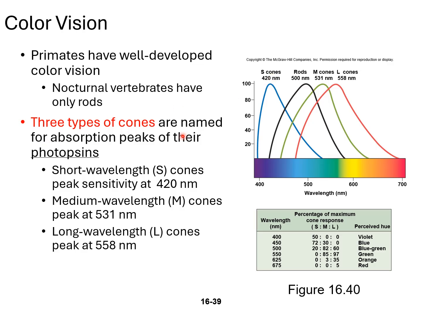3 types of cones are named for their absorption peaks. And these are the absorption peaks by these amino acids in the photopsins. So short wavelengths have around 420, medium wavelengths around 531, long wavelength or high is around 558. And you might say, okay, so that's why sometimes you might say you have a blue cone, a green, and a red, but it's really, you can see the absorption peaks.